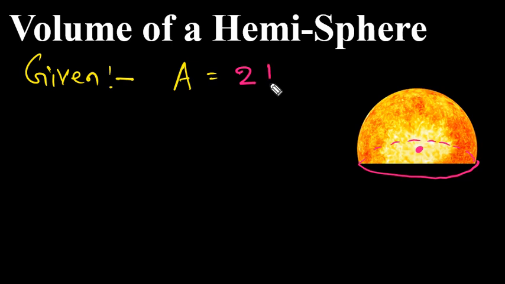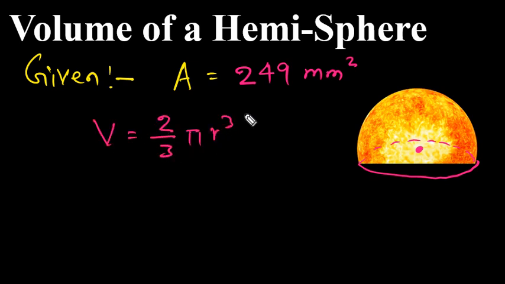249 millimeter square. Now the formula for volume is 2 over 3 pi r cube. So what is the missing information here? The missing information is radius.